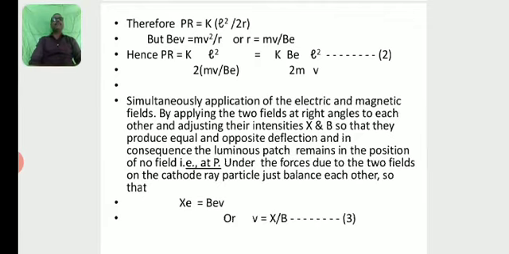Simultaneous application of electric and magnetic fields. Suppose both electric and magnetic fields are applied simultaneously at right angles to each other, and their intensities X and B are adjusted so that they produce equal and opposite deflection. In consequence, the luminous patch remains in the position of no field, that is at P. Under the forces due to the two fields, the cathode ray particle is just balanced, so that X is equal to BV, or V is equal to X by B. Let this be equation 3.